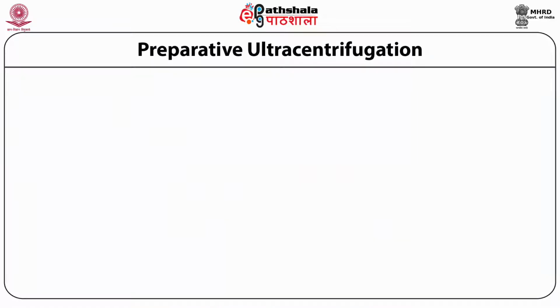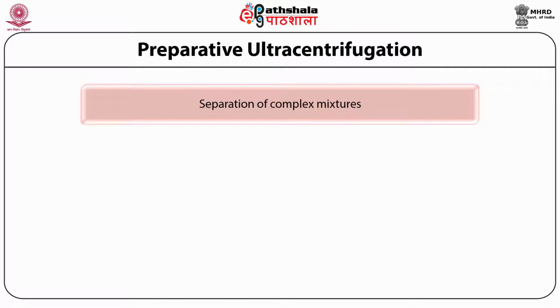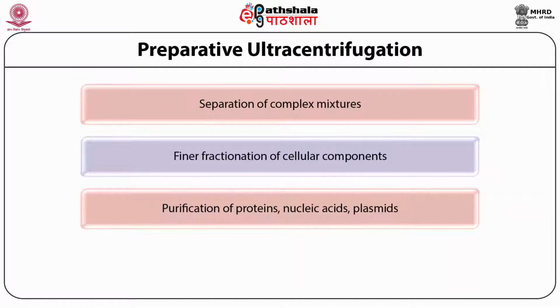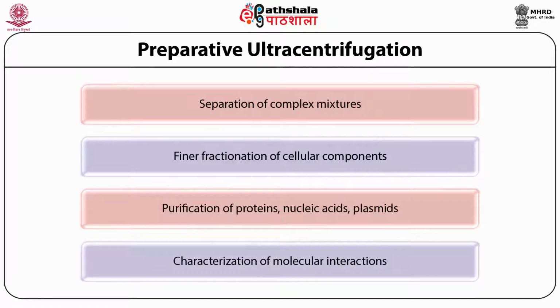Here we are going to discuss the preparative ultracentrifugation technique. Preparative ultracentrifugation is utilized for the separation of complex biological mixtures, and that mixture can be further utilized for other purposes. It can be used to fractionate fine cellular components such as mitochondria and other cell organelles from a mixture of complex organelle systems. It is also used for the purification of proteins, nucleic acids, and plasmids. Moreover, it is also utilized for the characterization of molecular interaction. That is the main application of preparative ultracentrifugation.